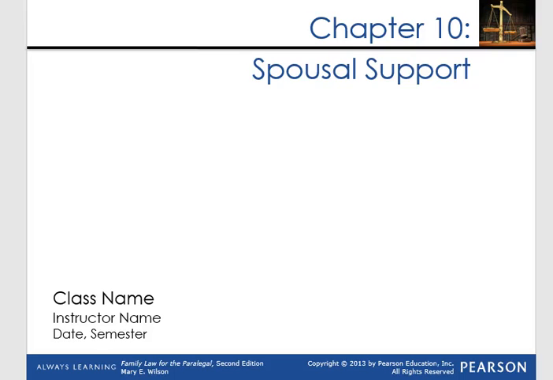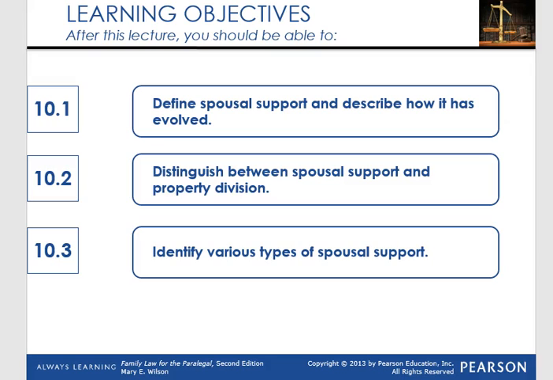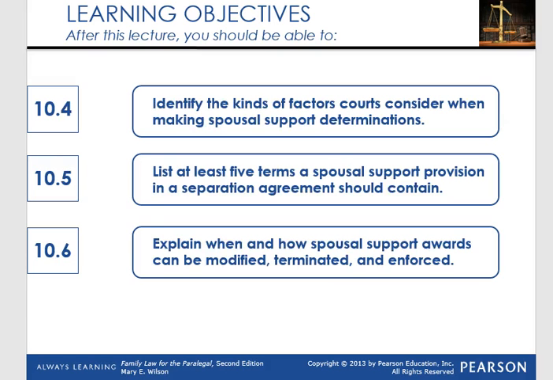Chapter 10, Spousal Support. After reading this chapter, you should be able to define spousal support and describe how it has evolved, distinguish between spousal support and property division, identify various types of spousal support, identify the kinds of factors courts consider when making spousal support determinations, list at least 5 terms a spousal support provision in a separation agreement should contain, explain when and how spousal support awards can be modified, terminated, and enforced.